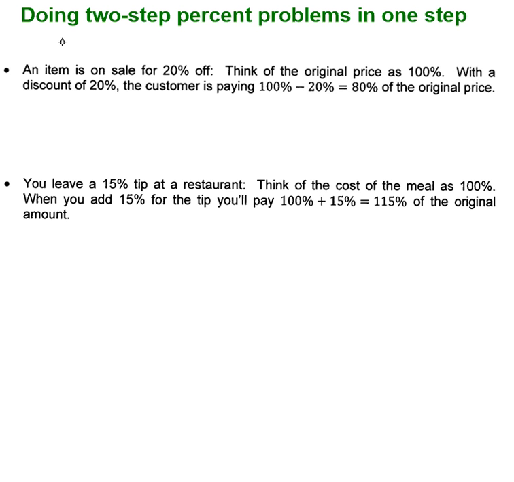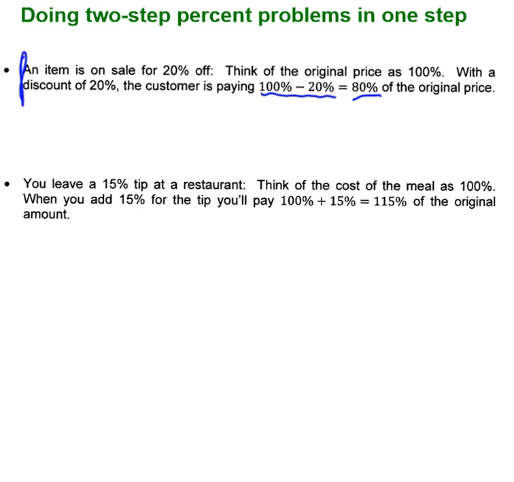So look at this example here. It says an item is on sale for 20% off. So if you think of the original price as 100%, and that's the way we think of it, that's what we mean by the whole. That's the whole price, or the 100% of the price. With a discount of 20%, the customer is paying 100 minus 20%, or 80% of the original.